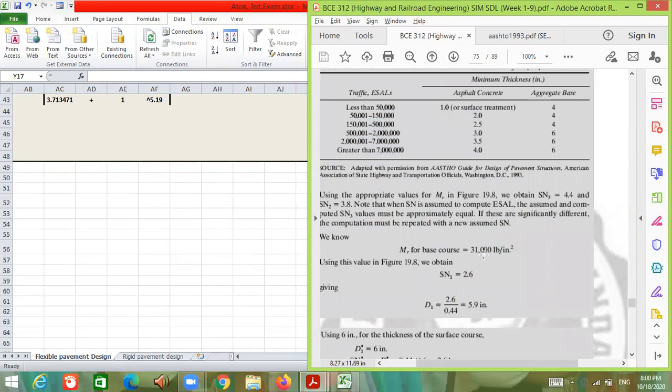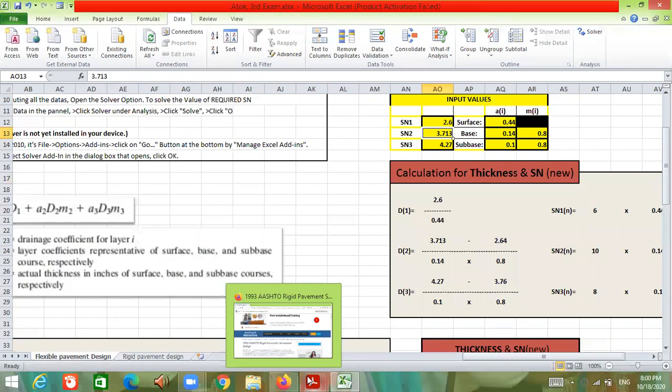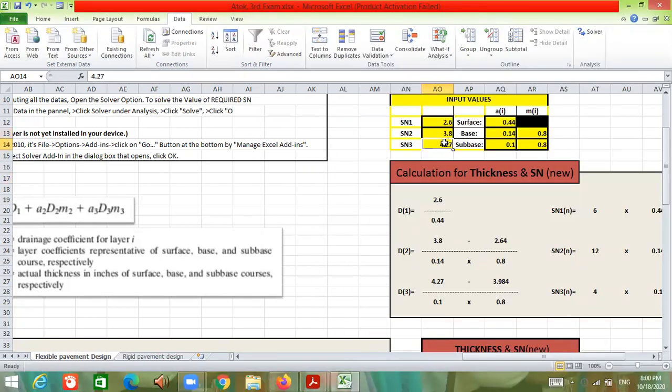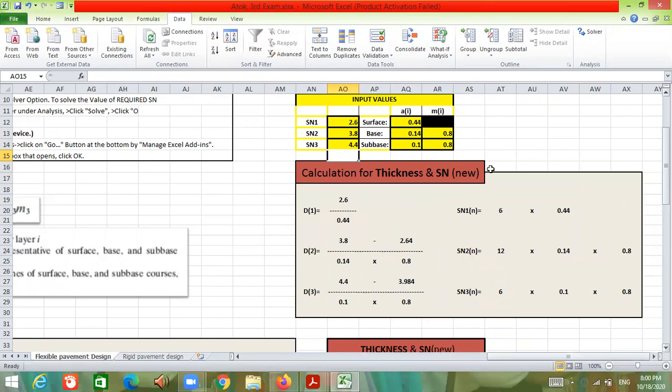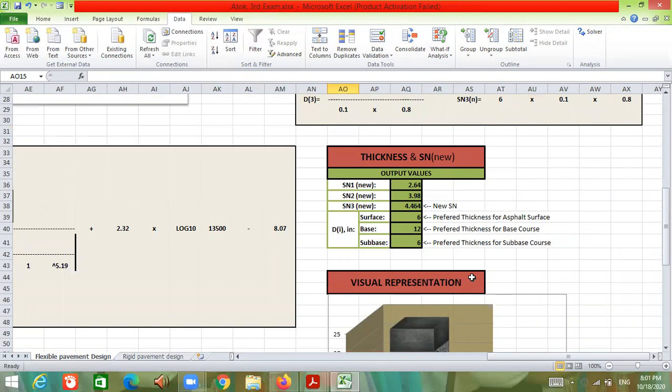And to test if it is adequate or not, we are going to input the values for our given SN here, which is for SN3 4.4, SN2 3.8, and SN1 as 2.6. And here we got 2.6 for our SN1, and 3.8 for SN2, and 4.4 in our SN3. And these given values will be processed in the calculation section below. And we got the output values here in our output section.